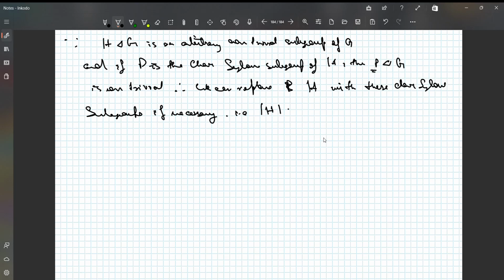That is, we can consider the order of H, so it can have order 2, 3 or 4, right? Because if the order of H is 6, then the Sylow 2 subgroup will be of order 2 and the Sylow 3 subgroup will be of order 3. If the order of H is 12, then its Sylow 2 subgroup will be of order 4 and its Sylow 3 subgroup will be of order 3, right? So the possible orders of the characteristic Sylow subgroups can either be 2, 3 or 4. Hence, if we replace H by any of these characteristic Sylow subgroups, then the order of H is basically 2, 3 or 4 after replacing it.